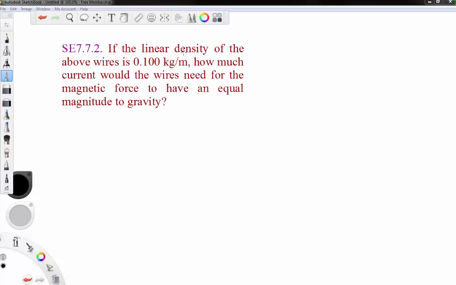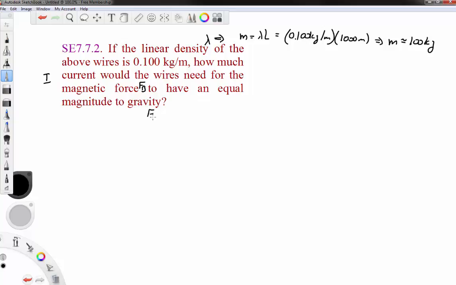All right, new question. Linear density, lambda, is 0.1 kilogram per meter. Remember that mass is going to be lambda times length. So we'd have 0.1 kilogram per meter times the length of the wire, which was 1,000 meters. So that means that the total mass here is about 100 kilograms. And so the question is, how much current, I, would the wires need for the magnetic force, FB, to have an equal magnitude to gravity, FG?